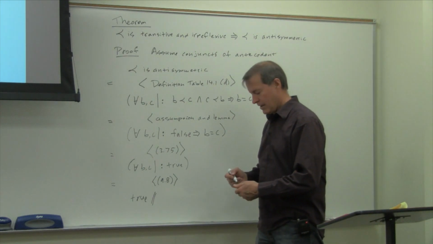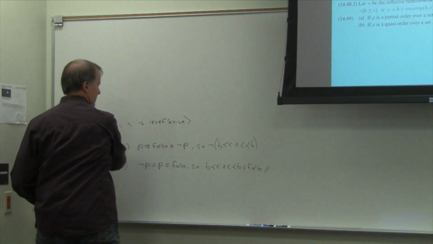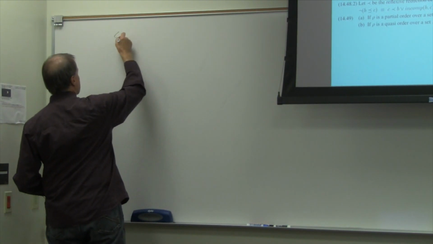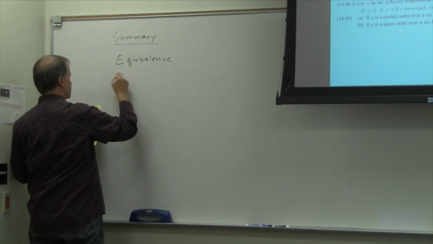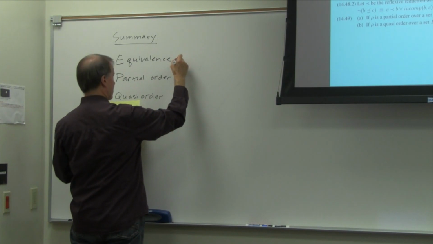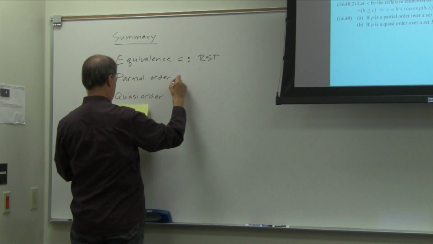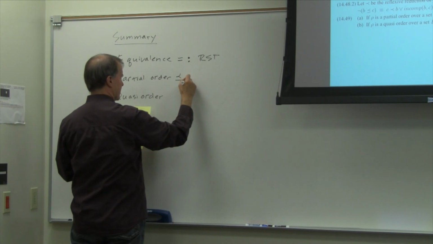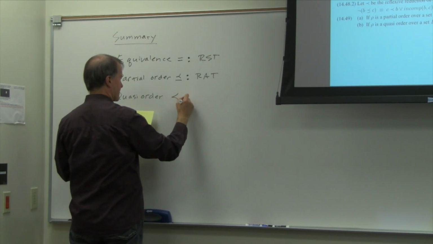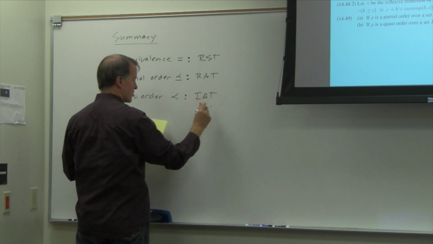Are you with me? Now, here is a big summary that you should know. We've looked at three different kinds of orders. We have an equivalence, a partial order, and a quasi order. The equivalence we denote with equals, and this is our ST. The partial order we indicate by this, and this is an RAT. And this quasi-order, which looks like this, we proved is an IAT. So we just finished up the third one of these.